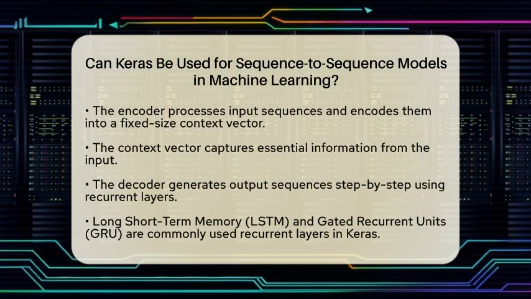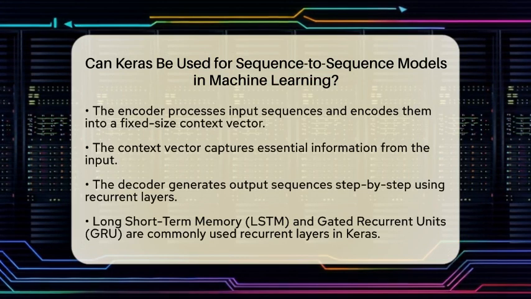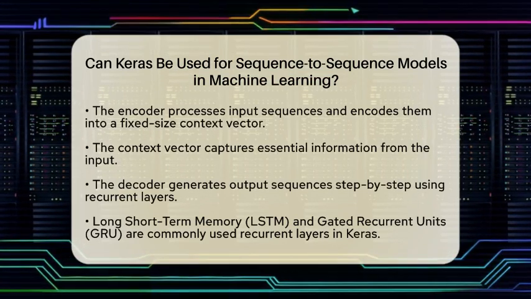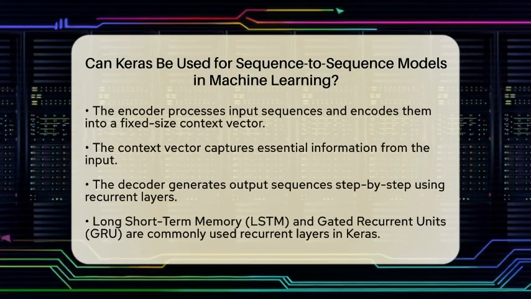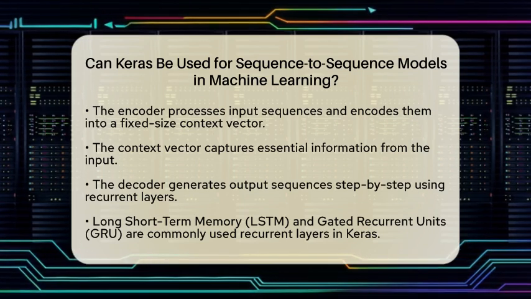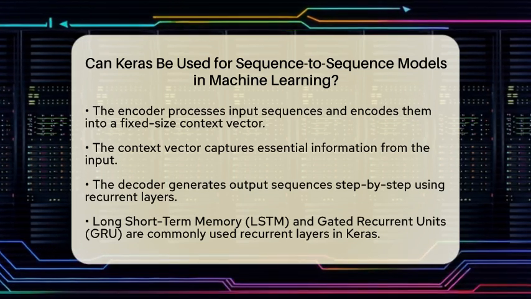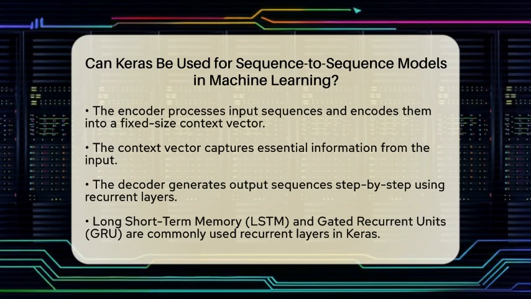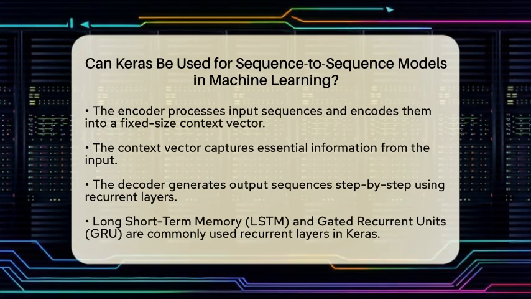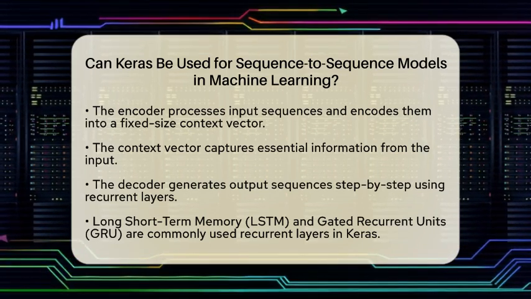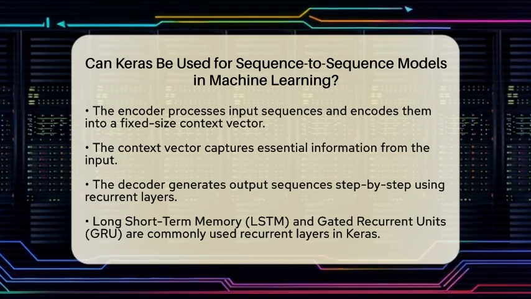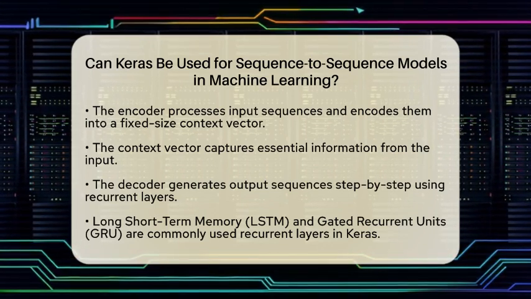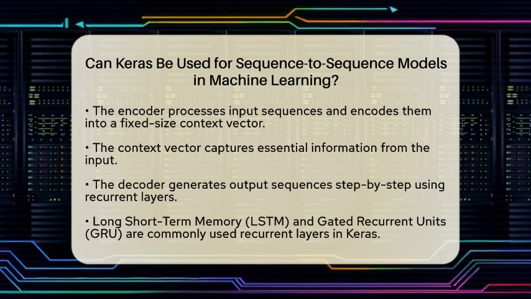The decoder then generates the output sequence step by step, often using recurrent layers like long short-term memory or gated recurrent units. One of the key features of Keras is its ability to return internal states from recurrent layers. This is done using the return state parameter. These states are passed from the encoder to initialize the decoder, ensuring a smooth transition from input to output.